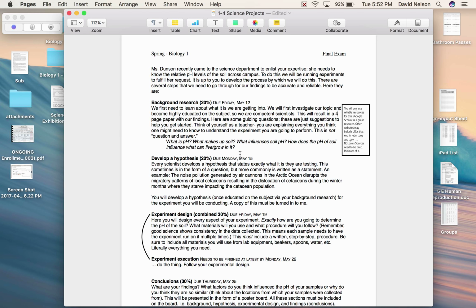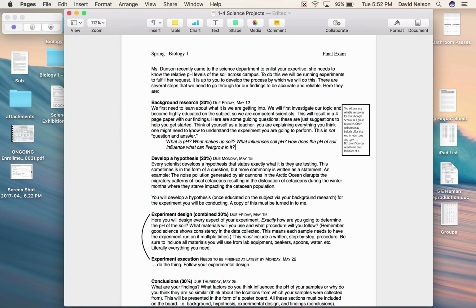What influences soil pH? How does the pH of soil influence what can live and grow in it? So if we can look at the sort of vegetation that's growing in that soil, and we know that this type of grass prefers a pH that's somewhere in the range of 6, then more than likely, if that patch of land has that particular grass growing in it, then the pH might be 6.